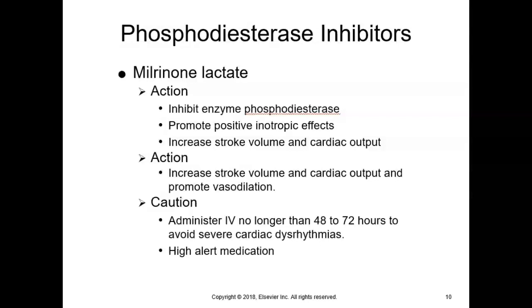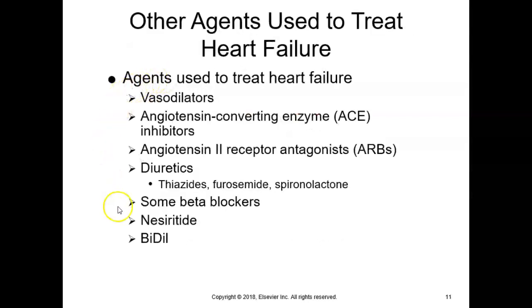Severe cardiac dysrhythmias may result from the use of PD inhibitors, so the patient's ECG and cardiac status should be monitored closely. Milrinone is a high alert medication that may cause significant harm to a patient when given inappropriately. And then finally, I just want you to know that these classifications can also be used to treat heart failure. So vasodilators, angiotensin converting enzyme inhibitors or ACE inhibitors, angiotensin 2 receptor antagonists or ARBs, diuretics, and some beta blockers. So just know in general, these categories are also used to treat heart failure, and we'll talk more in depth about these different categories in a different lecture.